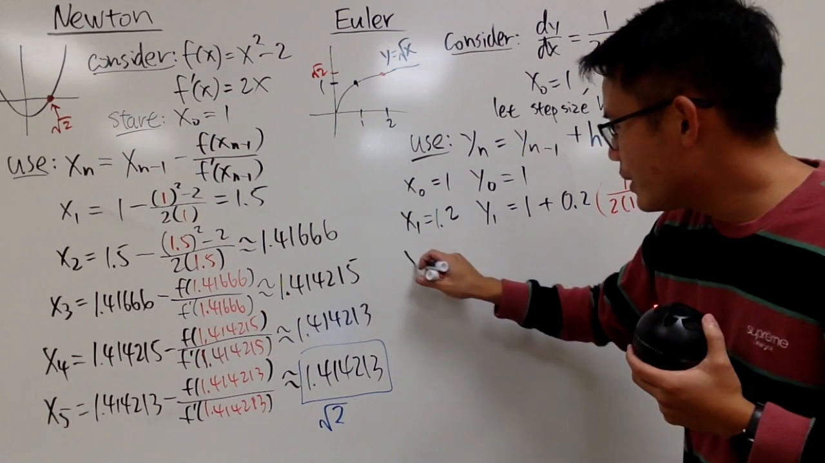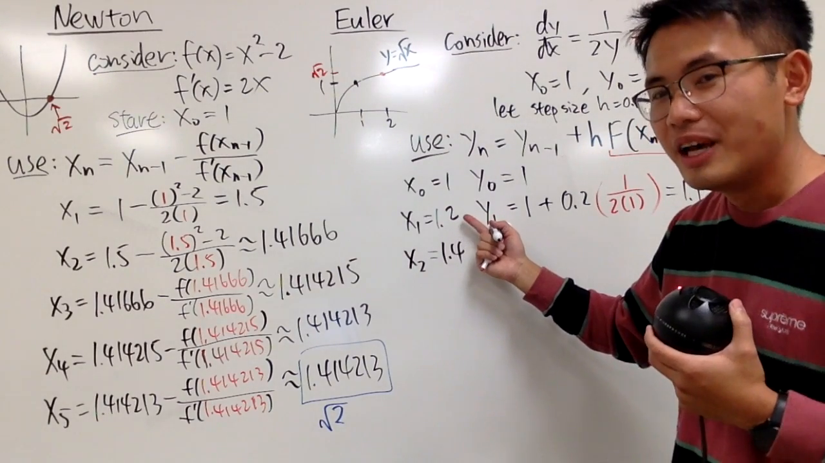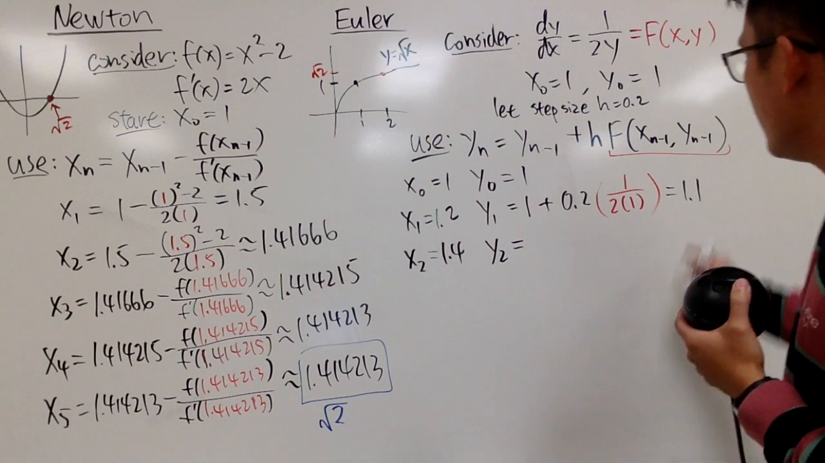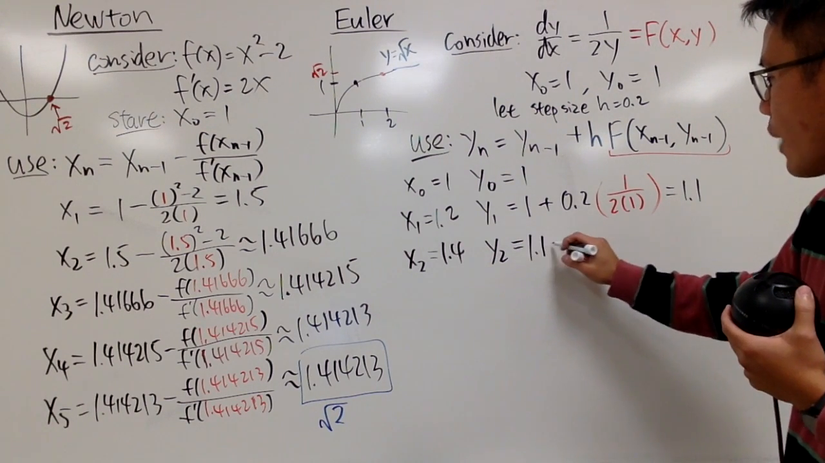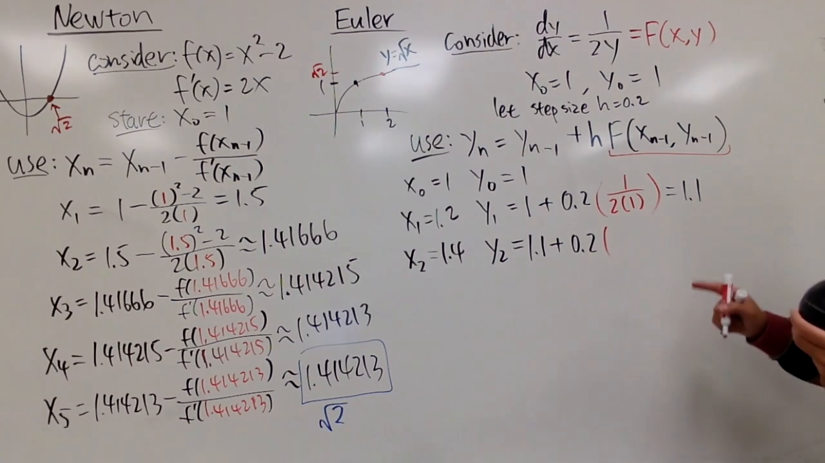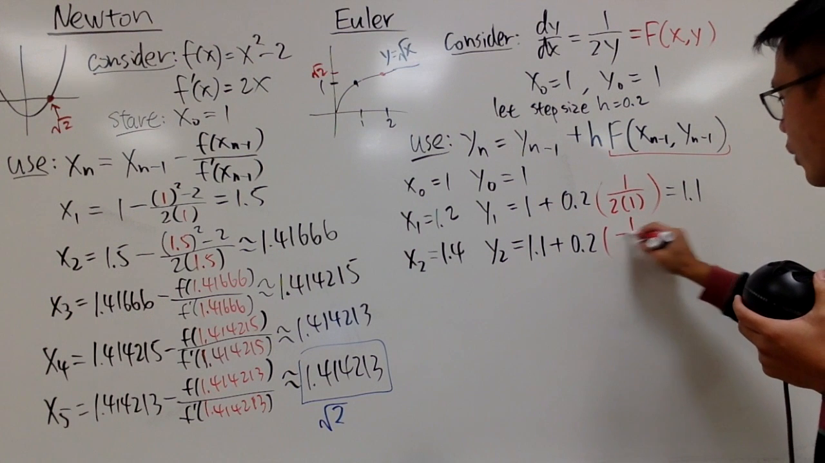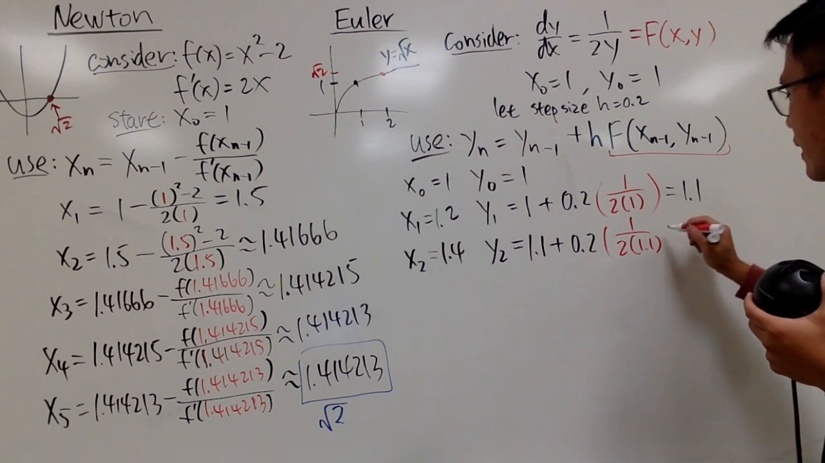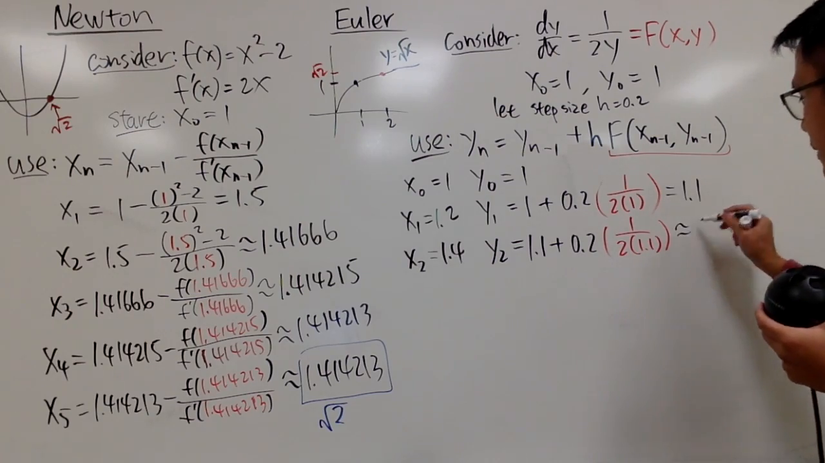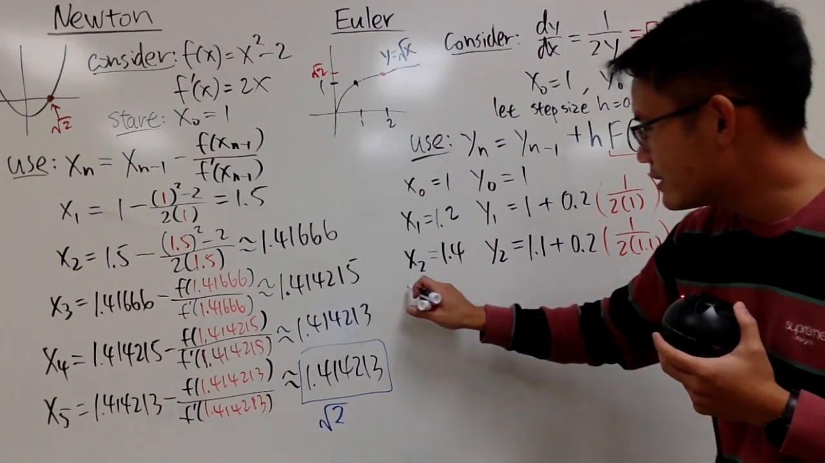All right, next, you are going to keep track of the x value as well. This is going to be 1.4 because once again, you add 0.2 to the x value. And now let's see y2. Look at the previous y value, which is 1.1, and add the h, which is 0.2. And then you plug the previous y value into your dy dx. So it's 1 over 2 times 1.1 now. Well, this is approximately, yeah, it's kind of weird, but let's keep going.